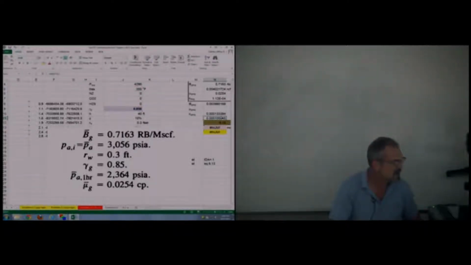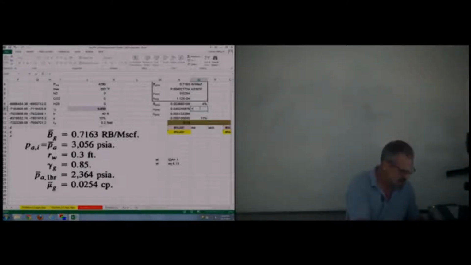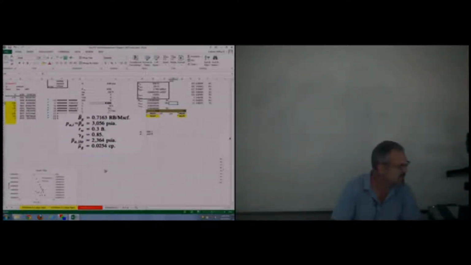Remember, preserve keystrokes. I use the same thing, just change the spelling. UG gives me the gas viscosity. And I can check the relative error on that. Equals what they got minus what I get, divided by what they got. And it's a 19% error. Okay. No big deal. Okay, so I'm done with this data input.